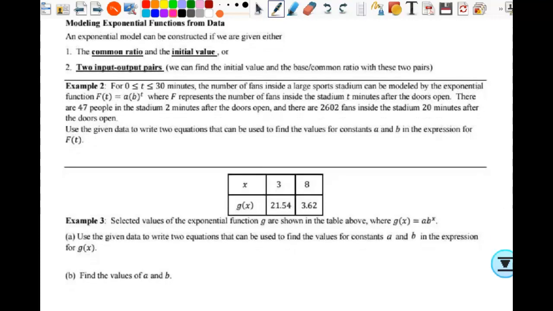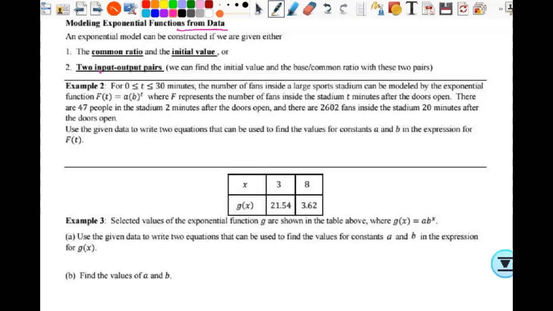Okay? So when we want to model exponential functions from data, we can do that if we're given a common ratio and the initial value, we can figure out what to do with that, or if we're given two input-output pairs. Okay? And then we can find the initial value and the base or the common ratio. Right? So let's look at example 2.